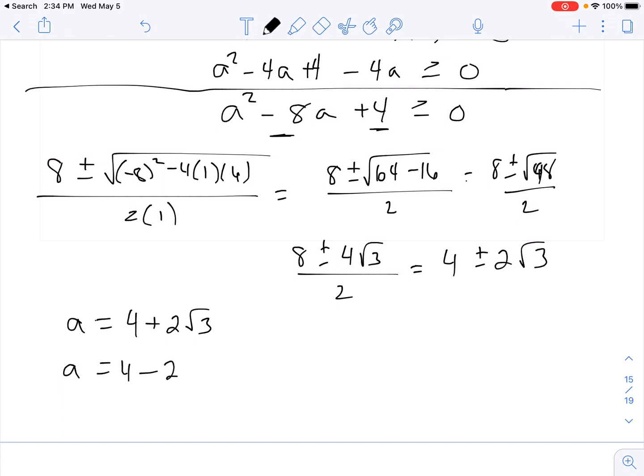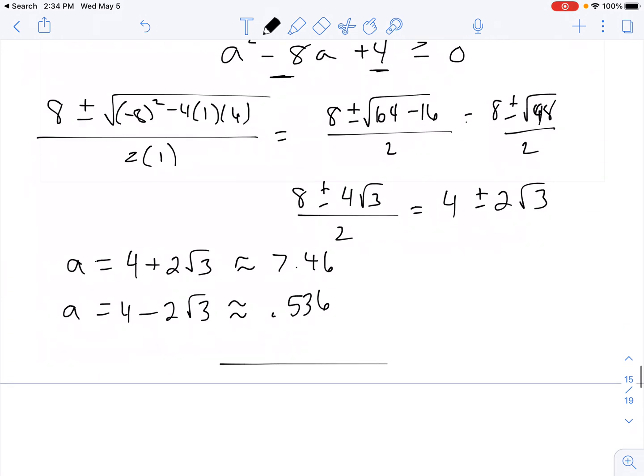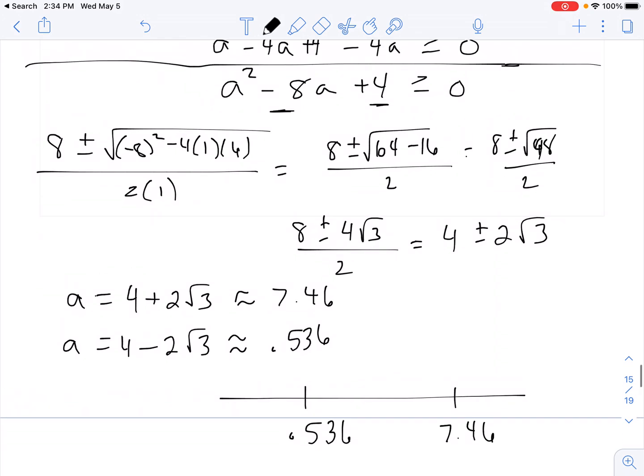And 4 minus 2 square root of 3. Let's find a decimal for these. 4 plus 2 square root of 3 is approximately 7.46. And when you subtract them, you get approximately 0.536. So if you look at these solutions on a number line, we have 0.536 and 7.46. If we substitute these back into our equation, we want to know where it is true.